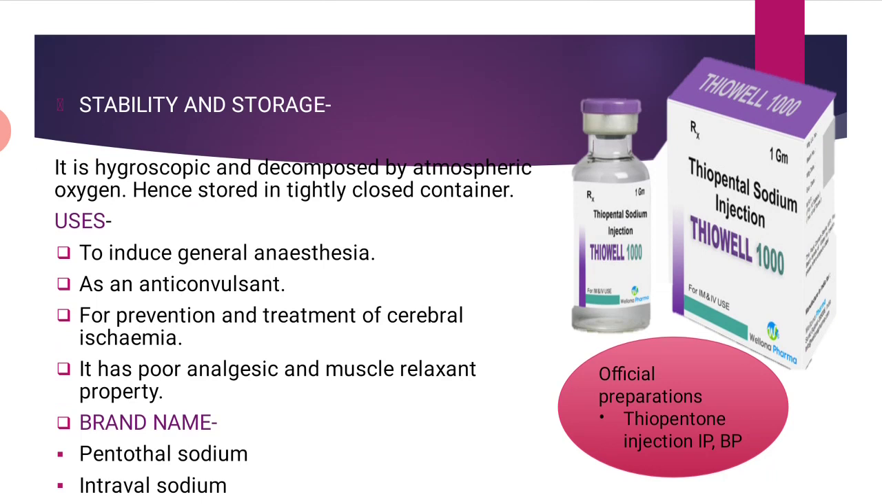The uses of this thiopental sodium are, it is used to induce general anesthesia, means it is used to produce general anesthesia. It is used as an anticonvulsant, means in epileptic seizures, where there are abnormal excessive activities in the brain. And it is also used for prevention and treatment of cerebral ischemia, means there is a blockage in an artery which restricts delivery of oxygen rich blood to the brain, and it has poor analgesic and muscle relaxant property. The official preparation is thiopental sodium injection, and the brand names are Pentothal sodium, Intraval sodium. So this is all about thiopental sodium.